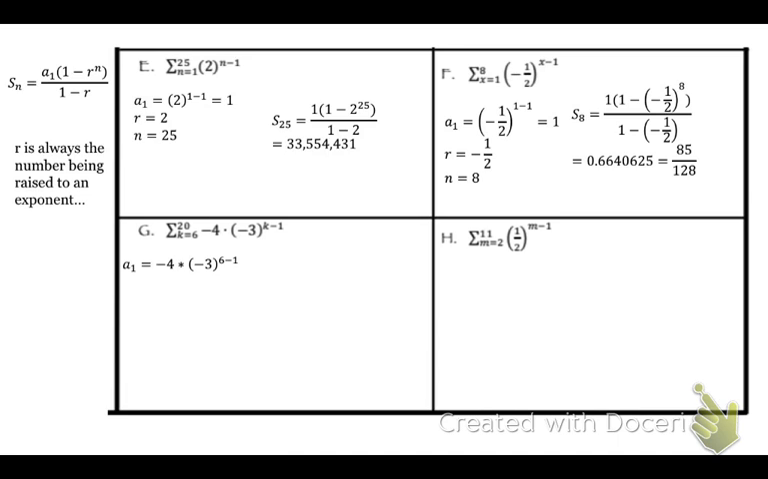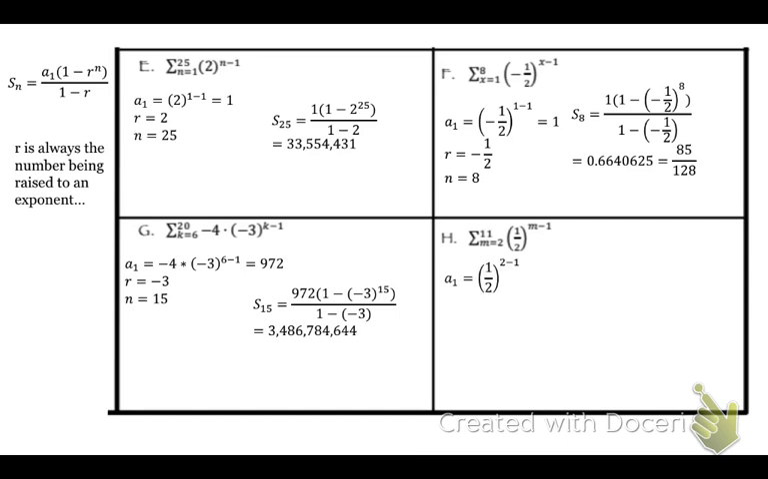Okay, G. We have to find that first term by plugging in the bottom number, which happens to be 6 right here. So that first term is 972. My ratio is negative 3, and the number of terms is 15. Because remember, you can do 20 minus 6, which is 14, but you have to include 6, so you add one more, that's 15. So that's 972 times (1 minus (negative 3) to the 15th power) over (1 minus negative 3), which is 3,486,784,644.